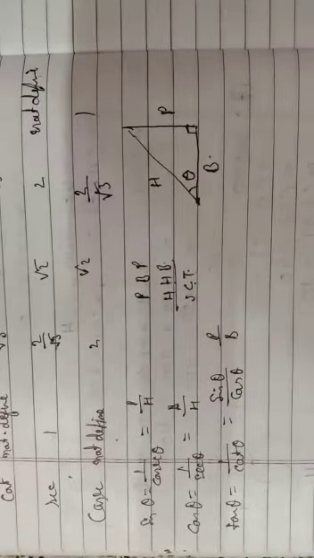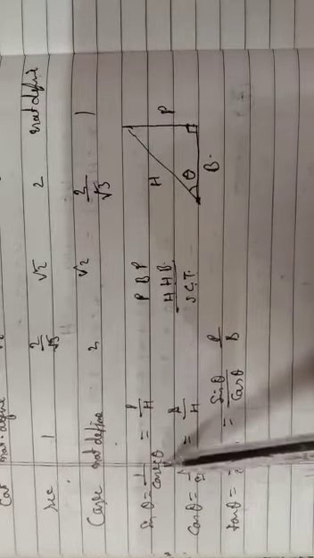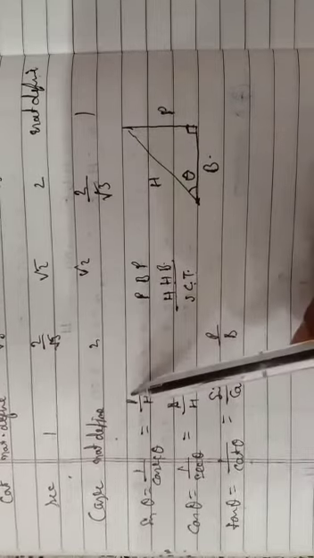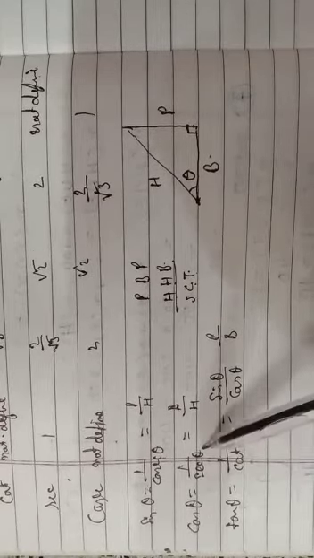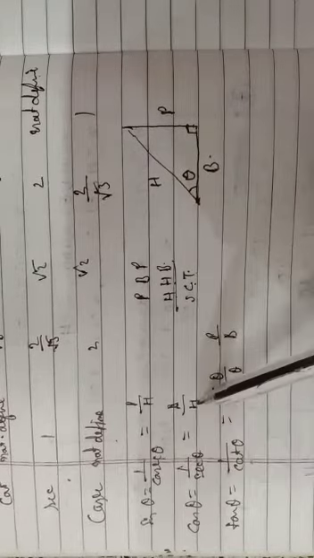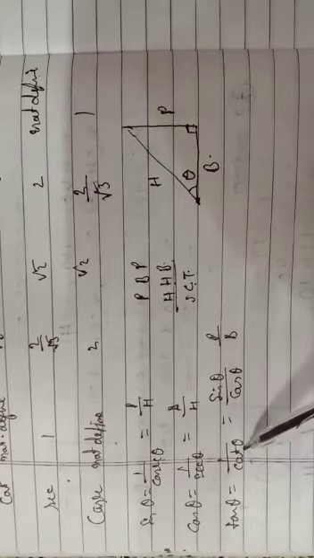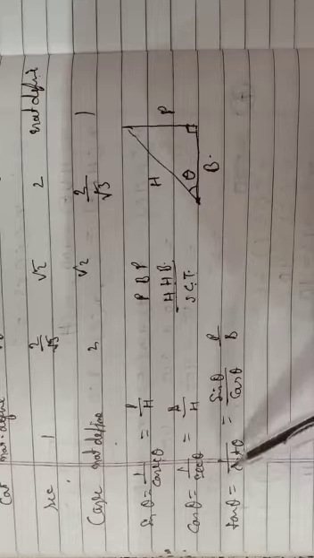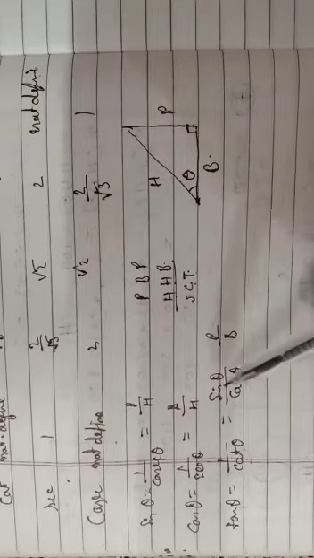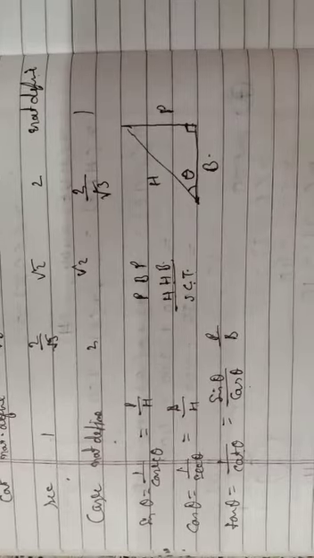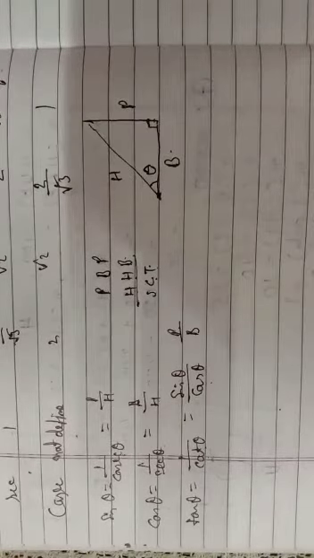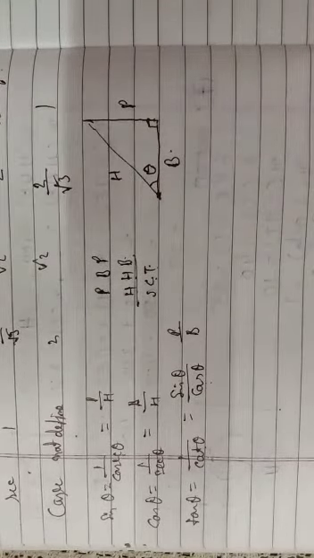And vice versa. Vice versa means cosec theta is 1 over sine theta, hypotenuse upon perpendicular, sec theta equal to 1 over cos theta, hypotenuse upon base, and cot theta equal to 1 over tan theta, or you can say cos theta upon sine theta, that is base upon perpendicular. Okay, so all these things you have already studied in class 11th.